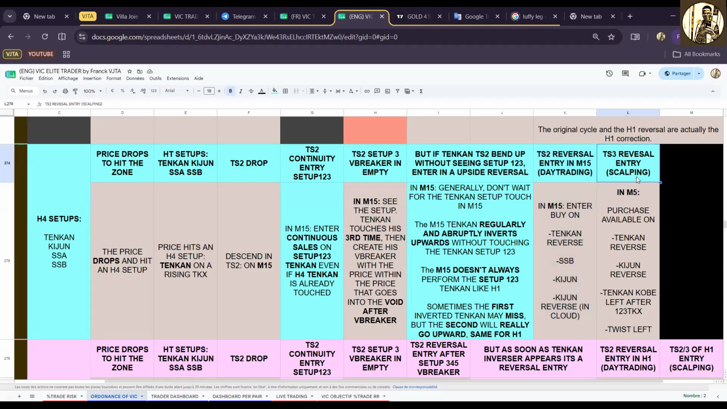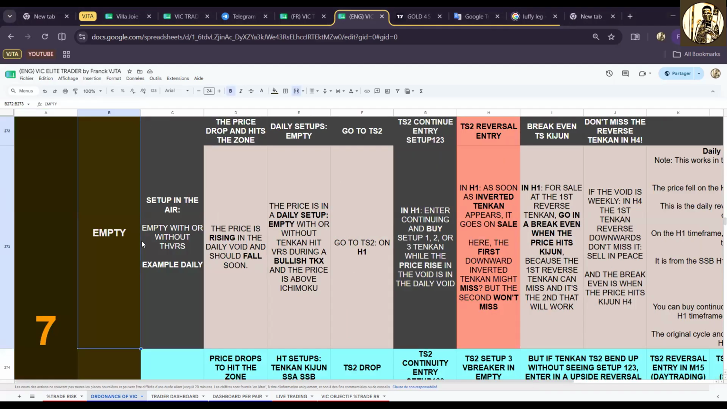Now, if you do scalping on 5 minutes, which is like intraday, or on 1 minute, you can buy also on Tenkan inverted, Kijun reverse. When I say reverse, it is inverted, by the way. Tenkan Kumo after 1, 2, 3 ticket cross or twist. So that's it for this.